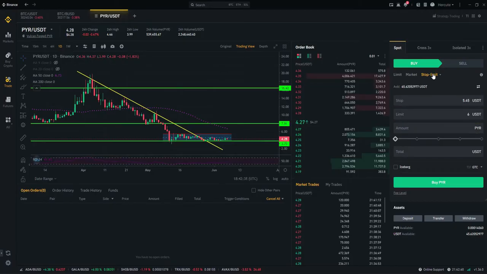So now the OCO order will help you to be able to set a take profit order, and at the same time to be able to set a stop loss order. How awesome is that? It's very, very easy to understand if you've already understood the stop limit order and you've understood the limit order, because OCO is now a combination of both the orders.